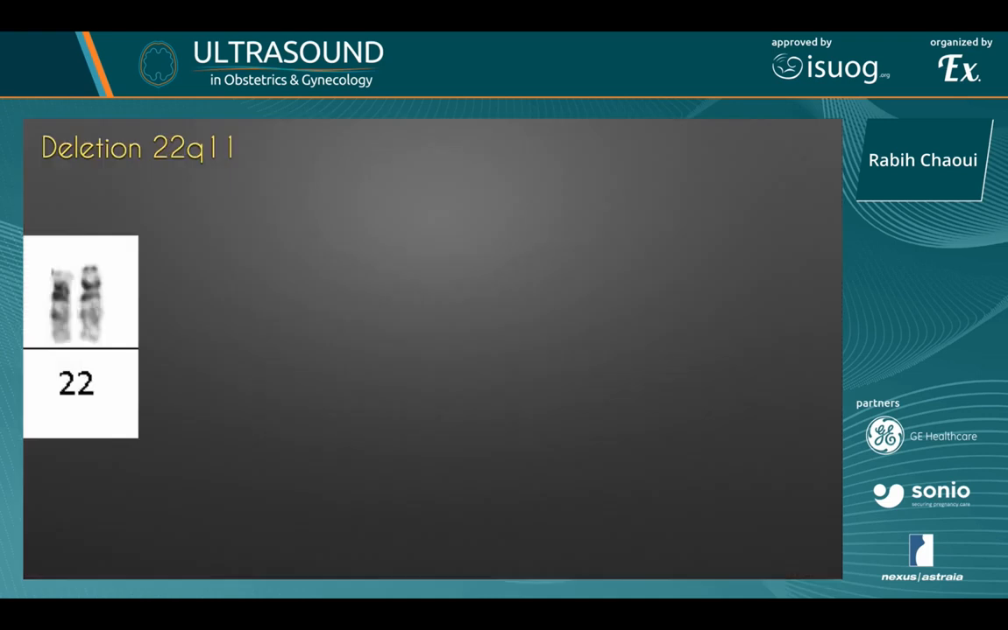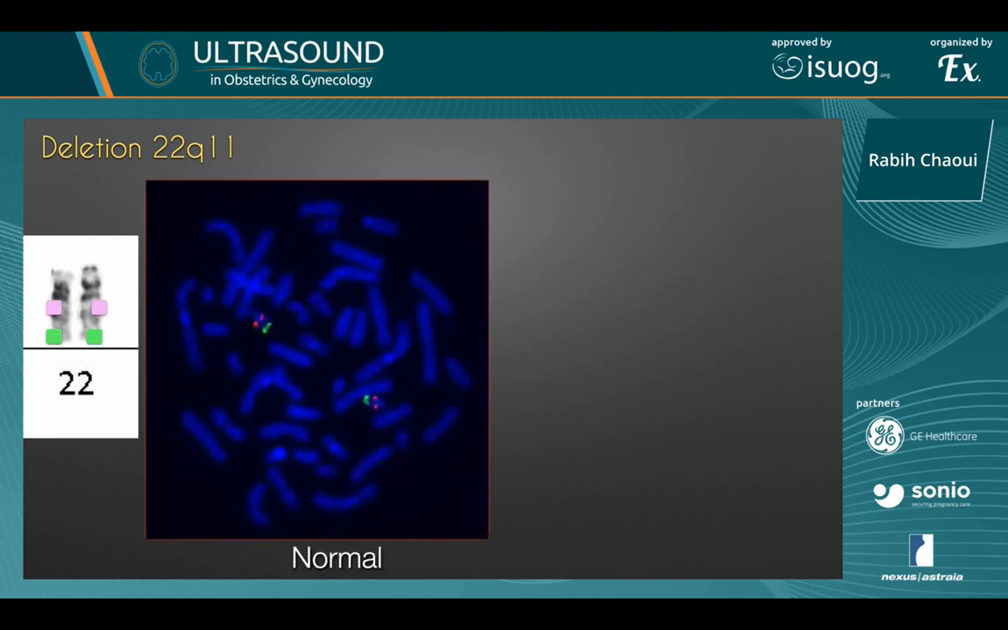The geneticists, when they run the FISH probe, take a labeled probe to localize chromosome 22, and they take a targeted probe to localize the 22q11 region. This is how it appears. You see here, the green one is showing chromosome 22, and the red one shows the DiGeorge critical region.